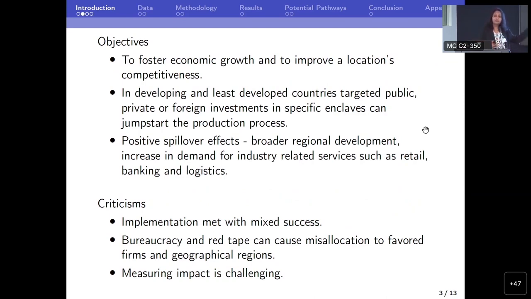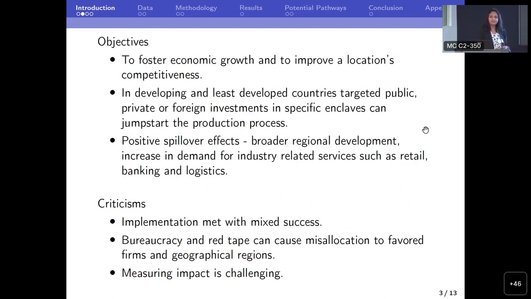And then it's also expected to have a lot of positive spillover effects, such as that zonal development can then lead to broader regional development. It can increase demand for other related industrial and retail services, banking, logistics, and so on. So these are the benefits that are hoped to come out of these industrial enclaves.